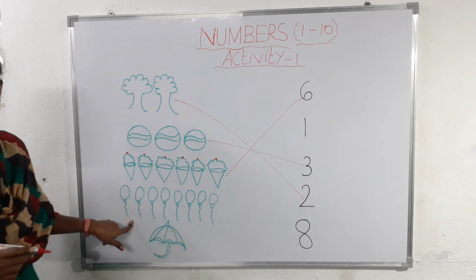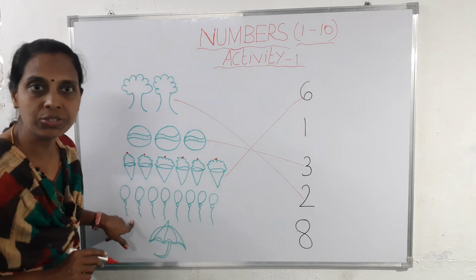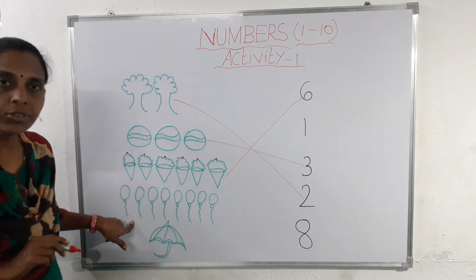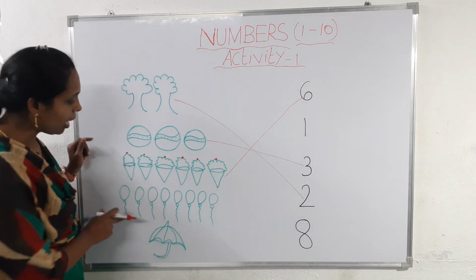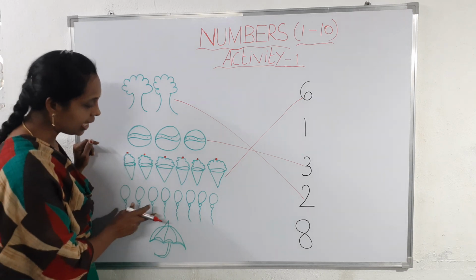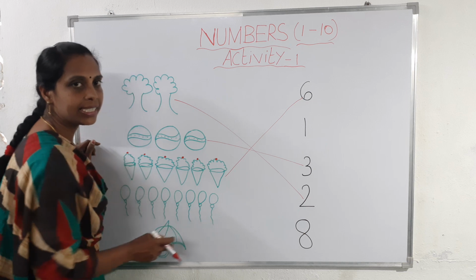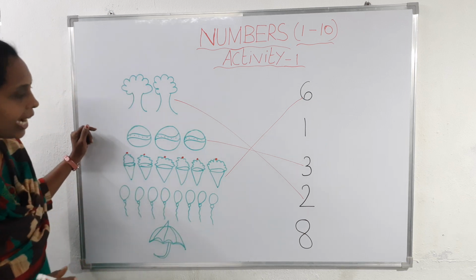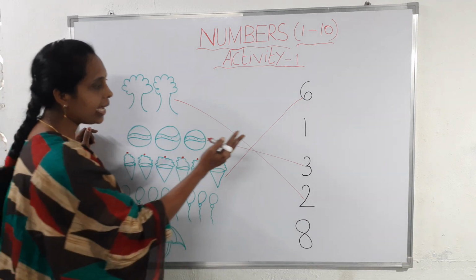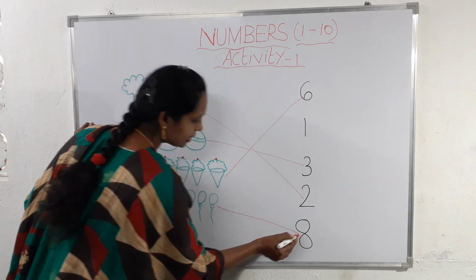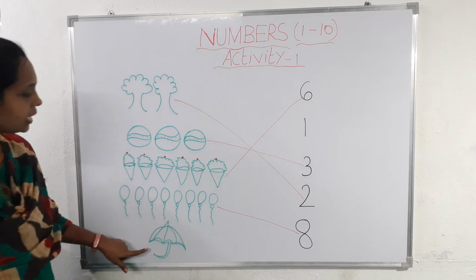Next, what are these? These are balloons. Let us count how many balloons are there. 1, 2, 3, 4, 5, 6, 7, 8. How many balloons? 8 balloons. Where is number 8? Yes, here. Do the matching.